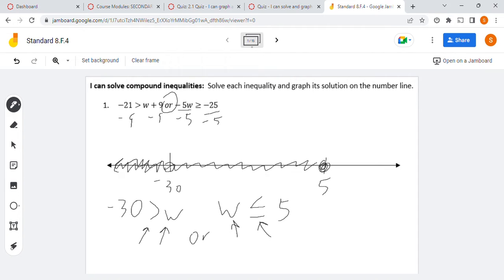Now, since the conjunction is "or," we are going to accept either of these as a solution. So this area works, and this one does not. So our final graph is this closed circle here, and we just shade all the way. We do not need that open circle anymore because we're shading through it. And that's our final graph.